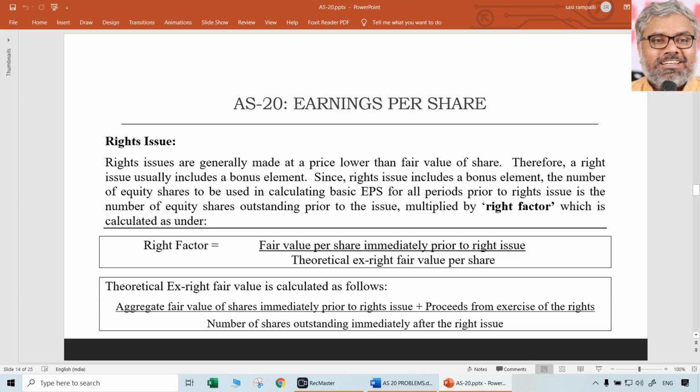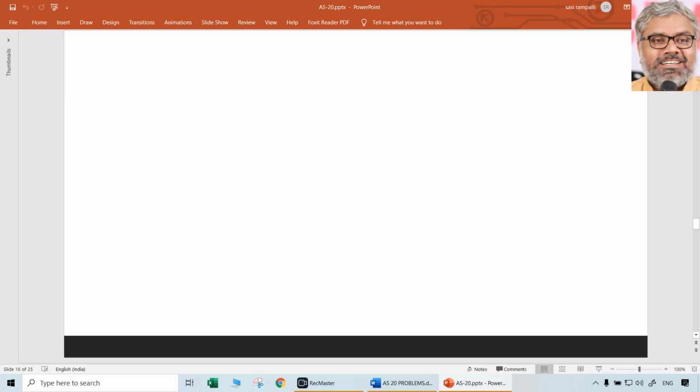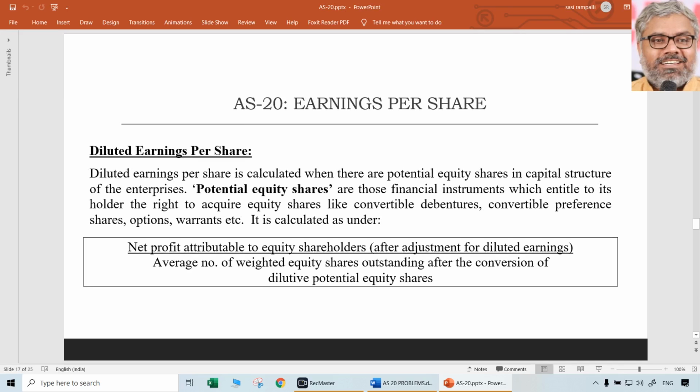That should be the denominator of rights factor, and in the numerator the fair value of shares immediately prior to the rights issue should be there. And after we calculate this rights factor, that should be used to multiply with all the number of shares for the periods prior to the rights issue. That is a very crucial aspect of rights issue, and questions can very well be expected from that. But broadly, that is all related to basic earnings per share.